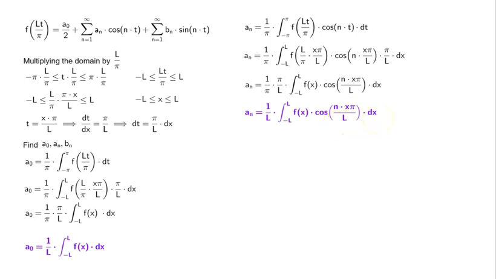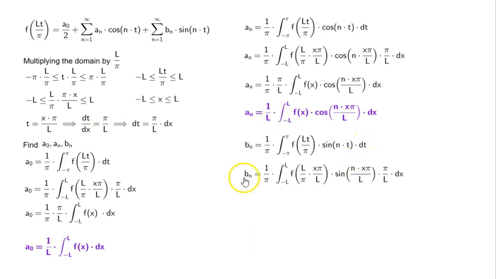Now Bn. Bn is equal to 1 by pi times the integral from minus pi to pi of f of Lt by pi times sine nt dt. Again converting it to x, Bn is equal to 1 by pi times the integral from minus L to L of f of L by pi, t becomes x pi by L, times sine n x pi by L. So t becomes x pi by L, and dt is pi by L dx.